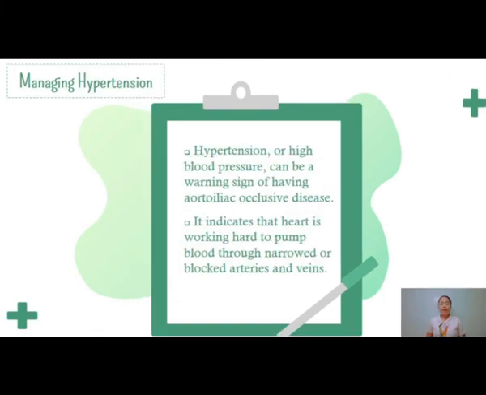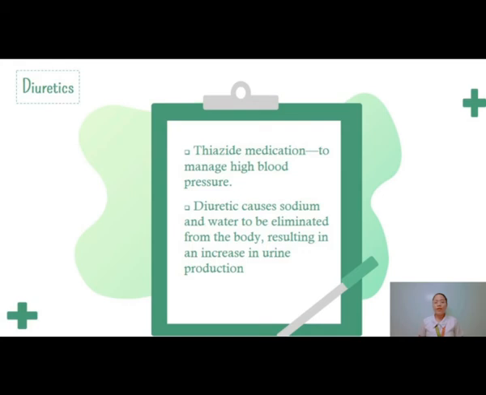Then managing the hypertension. Hypertension or high blood pressure can be a warning sign of having aortoiliac disease. It indicates that the heart is working hard to pump blood through narrowed or blocked arteries and veins. Then we have the diuretics.